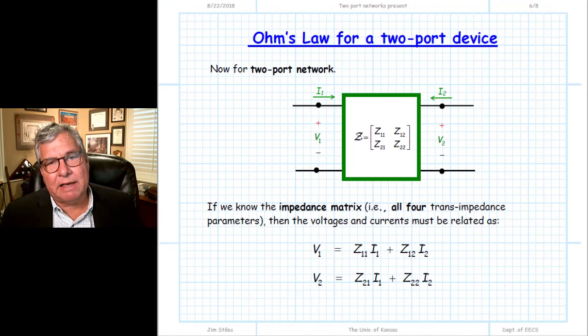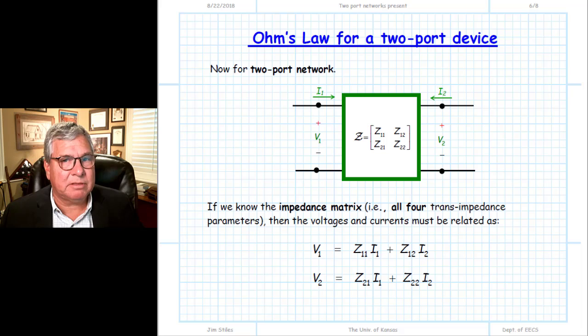So the previous slide gave us two equations, one equation from the Thevenin's equivalent, one equation from Ohm's law. We have 4 unknowns, however, 2 voltages, 2 currents, so we know we need 2 more equations. And of course, we get those 2 equations from the transimpedance parameters of our 2-port device. If we have that knowledge, we can write equations that relate voltage V1 to each of the 2 currents, I1 and I2, and likewise voltage V2 in terms of current I1 and I2.